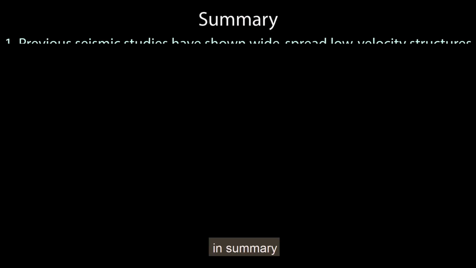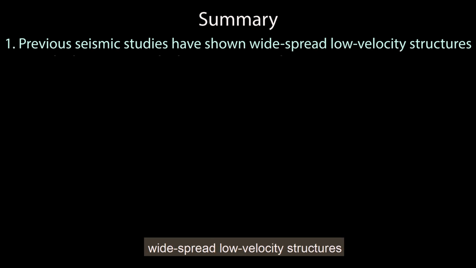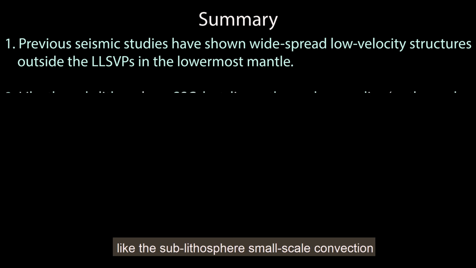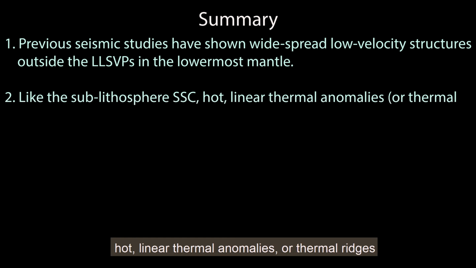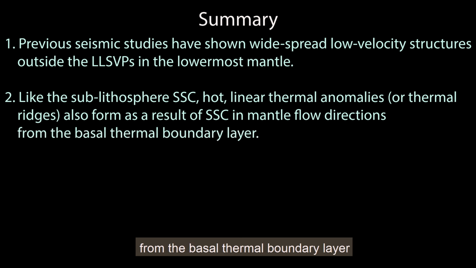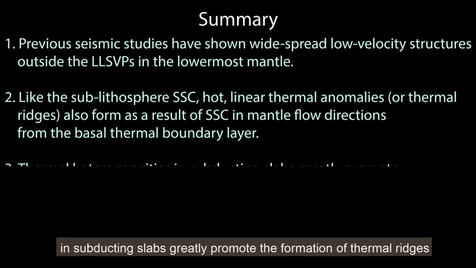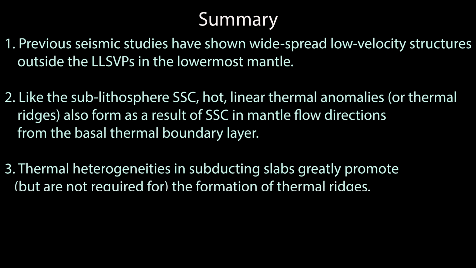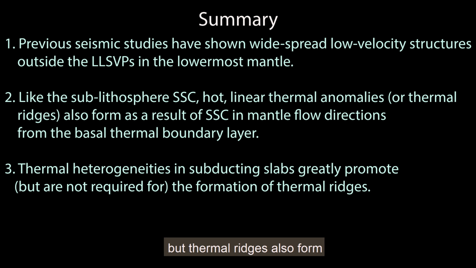In summary, previous seismic studies have shown widespread low-velocity structures outside the LLSVPs in the lowermost mantle. Like the sublithosphere small-scale convection, hot linear thermal anomalies or thermal ridges also form as a result of small-scale convection from the basal thermal boundary layer. We also find that thermal heterogeneities in subducting slabs greatly promote the formation of thermal ridges. But thermal ridges also form when the slabs are thermally homogeneous.